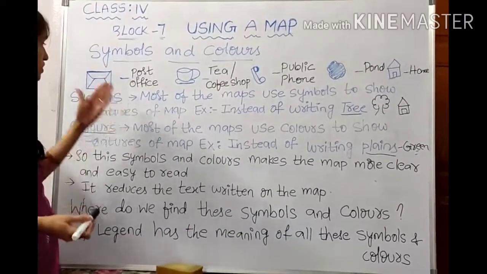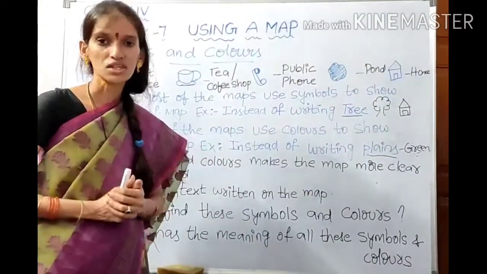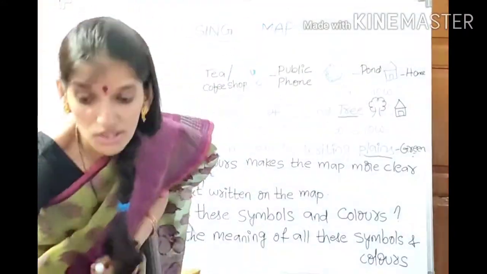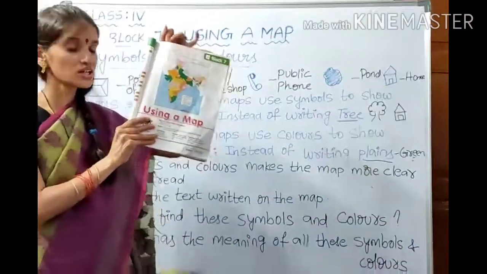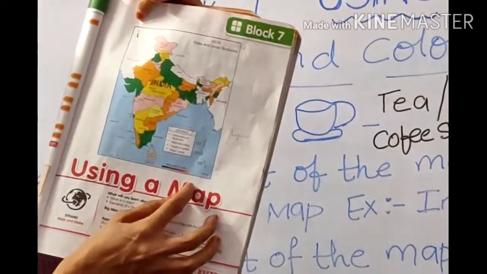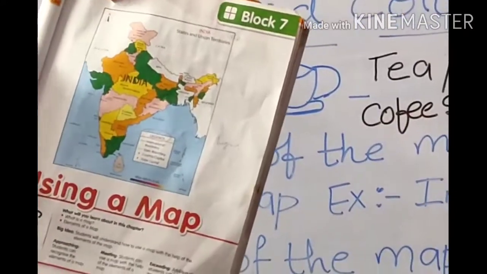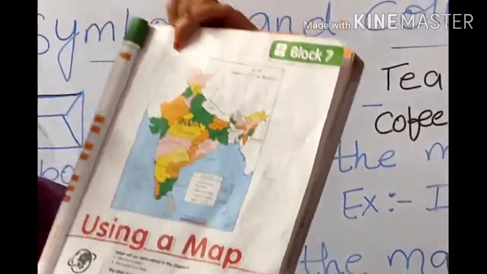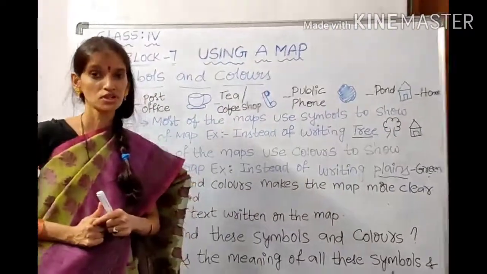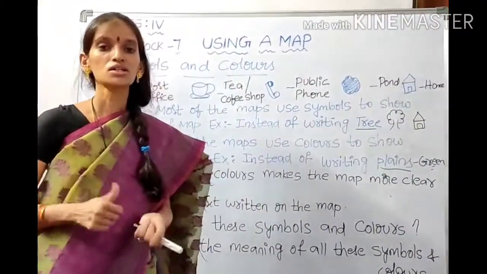And I have spoken about the symbols and colors, but you have not found them in your textbook. Where will you see all these? They are found in the legend part. See in your textbook, children. I have shown you this legend, no? This legend tells us the symbols and colors. Actually this legend has symbols and colors. And these symbols and colors are universally accepted. That means the whole country has accepted these symbols and colors.